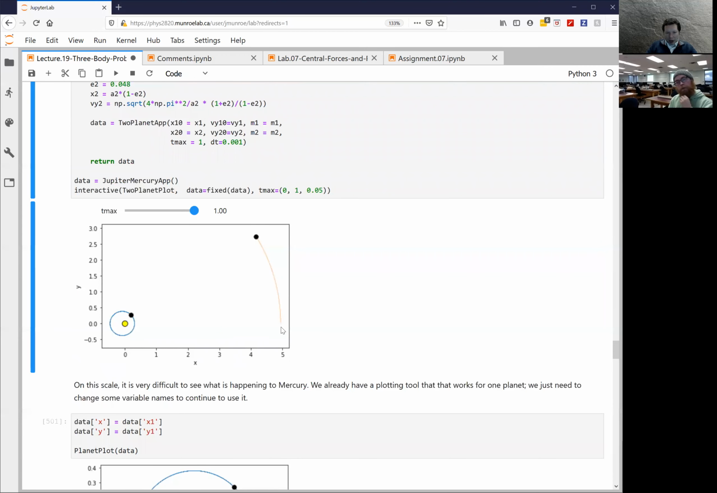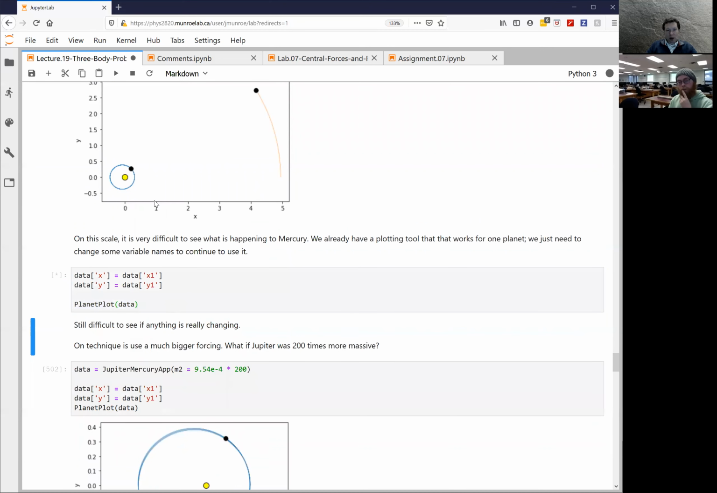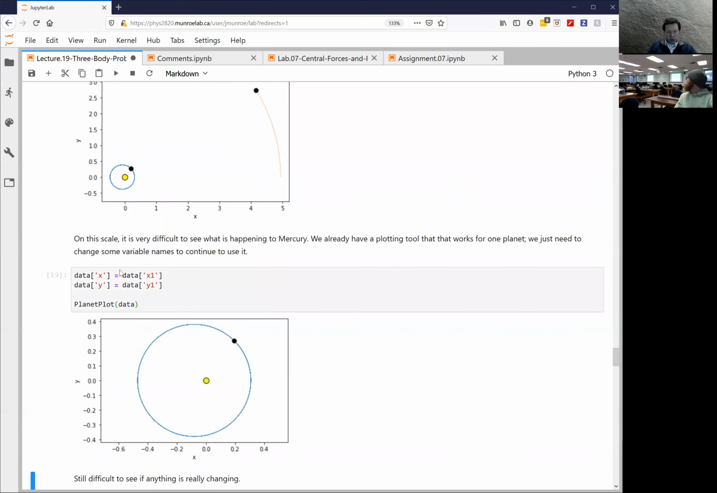Now, I could also plot not both planets together, but I could use my old planet plot routine. If I just relabel some variables, basically call data x equal to data x1, data y equal to data y1, I could just reuse that to zoom in on just this part right here. Yes, you could also change the limits or some other tool, but you can see that over the course of one calendar year, it doesn't really appear that the orbit of Jupiter is doing much at all.